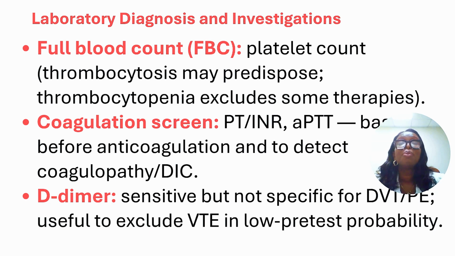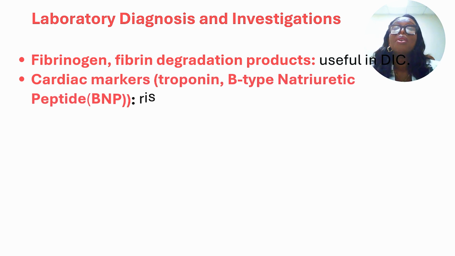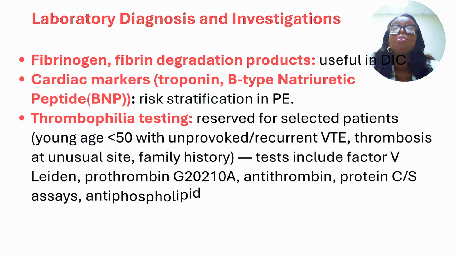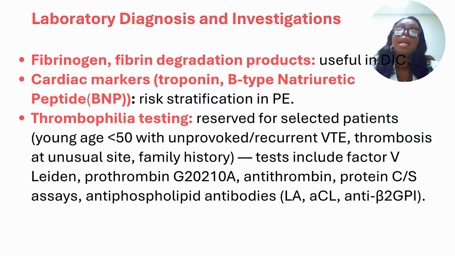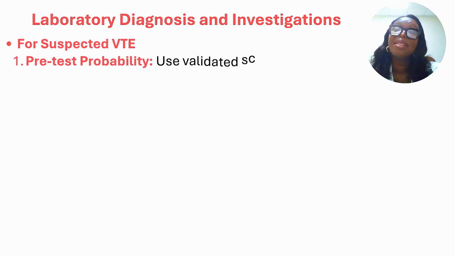This is sensitive but not specific for deep vein thrombosis, and is usually used to exclude venous thromboembolism in low pretest probability. We have other diagnostic tests that can also be done: fibrinogen or fibrin degradation product assay, cardiac marker assays like troponin and B-type natriuretic peptide, and then thrombophilia testing. Thrombophilia testing is reserved for selected patients, for example young patients below 50 with unprovoked recurrent venous thromboembolism.